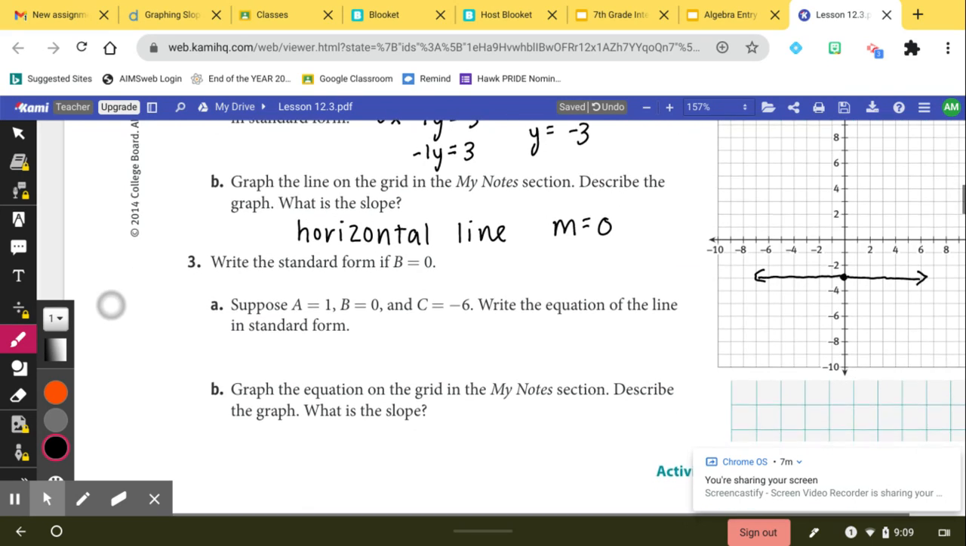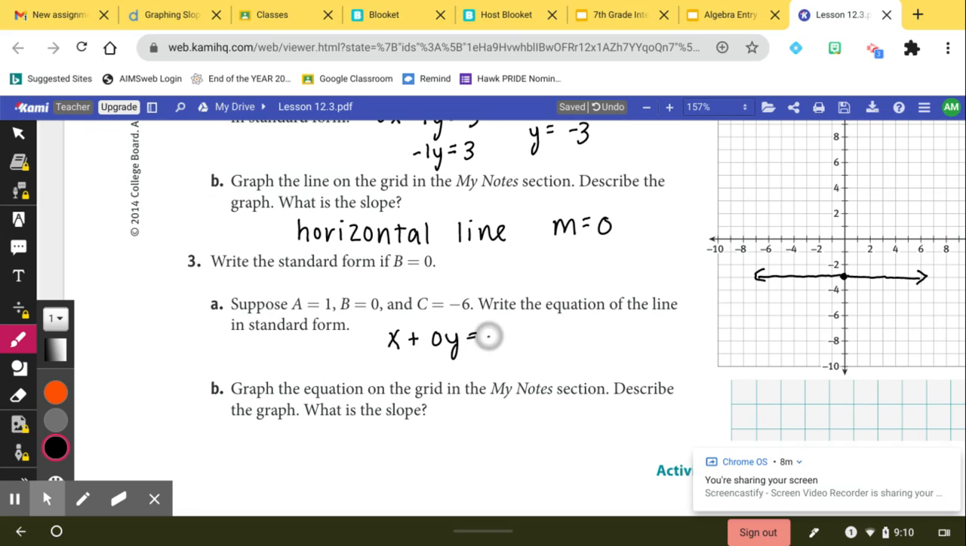So then it says write the standard form if b is 0. So suppose a is 1, b is 0, and c is negative 6. Write the equation of the line. So we'd have 1x, or just x, plus 0y is equal to negative 6. Well, 0 times y is 0, so we get x is equal to negative 6. This is when x is negative 6, so that's going to be one of our vertical lines, and it's going to occur when x is negative 6. So it doesn't matter what y is, x is always going to be negative 6. So if we have an x equals, we're going to be dealing with a vertical line, and the slopes of vertical lines are going to be undefined.